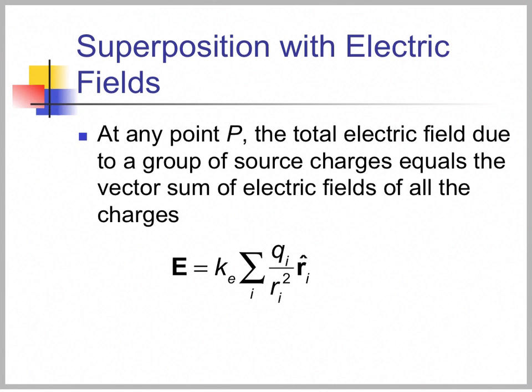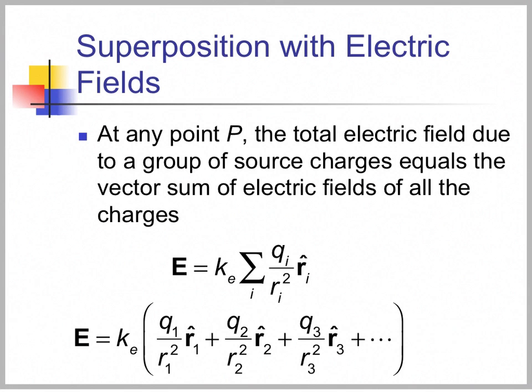I figure out the electric field due to each individual source charge and calculate what it is at a certain point, and the net electric field is just the vector superposition of all those electric fields. Or in other words, the electric field is KQ1 over R1 squared in the R1 direction, plus Q2 over R2 squared in the R2 direction, and so on and so forth. I just add each one up vectorially.